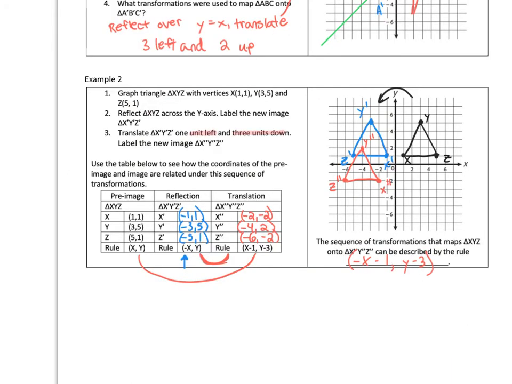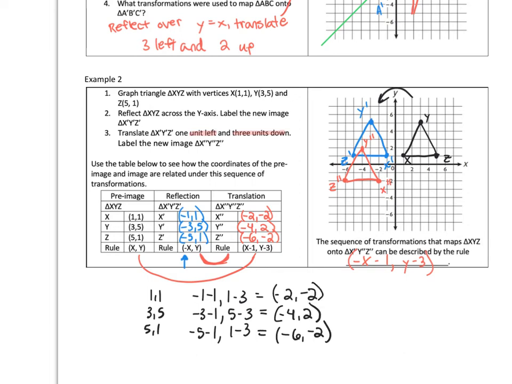So I'm pretty sure this rule works, but just to be certain, I want to try it out and see if it actually could be used to map my old coordinates onto my new ones. So let's try it out. I started with 1, 1, 3, 5, and 5, 1. So I want to take the opposite of each x coordinate and then subtract 1. And I just want to subtract 3 from each y coordinate. And it looks good. It looks like my rule works. So that's one way I can be sure that I came up with the right rule.